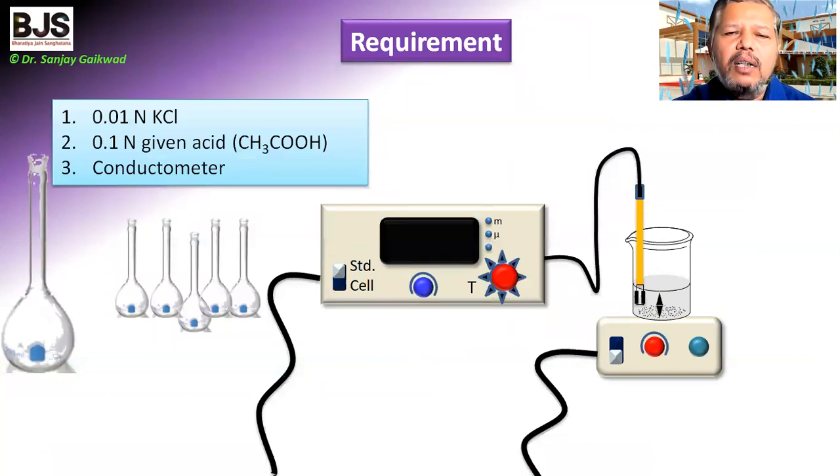Now at the beginning of the experiment, we require the 0.01 normal KCl to determine the cell constant of the cell. Then we require the given acid, a monobasic weak acid. Suppose in this experiment we are taking acetic acid, the 0.1 normal acetic acid, and we require the conductometer. With this conductometer, this is the conductivity cell, this is the beaker, magnetic needle, and magnetic stirrer, along with some glass apparatus.